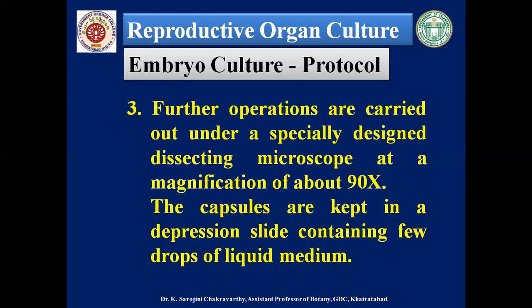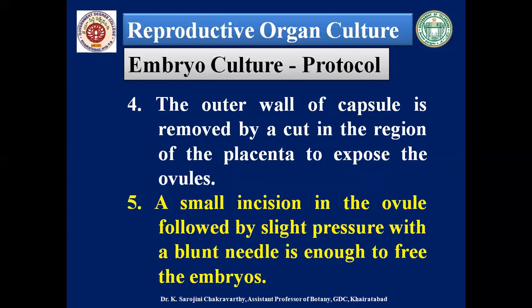Now the capsules are kept on this dissecting microscope, which contains a depression slide, which means a slide with a little depression or a groove. We have to place a few drops of liquid media in that groove. Later on, very carefully we have to remove the outer wall of the capsule and cut in the placenta region, and then the ovules will be exposed.